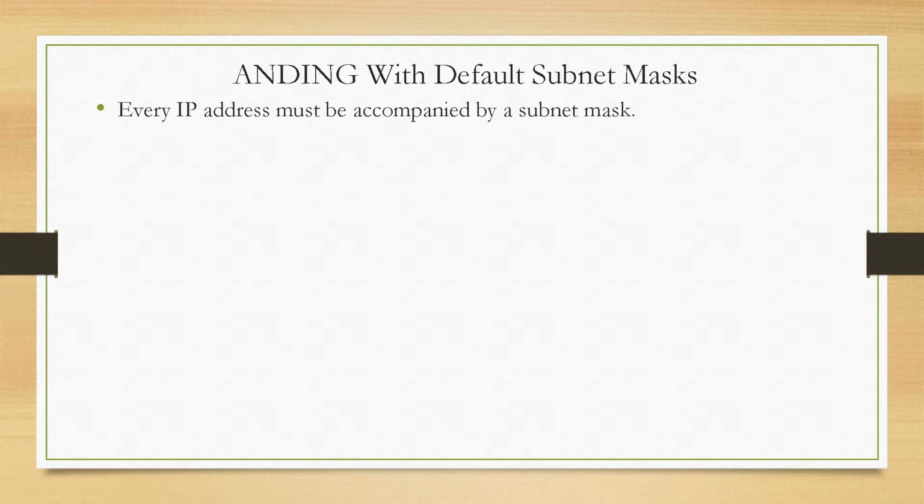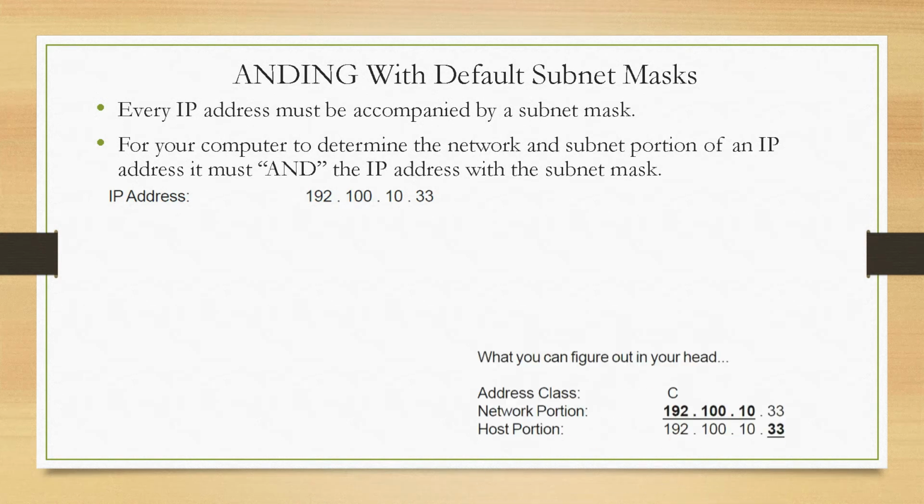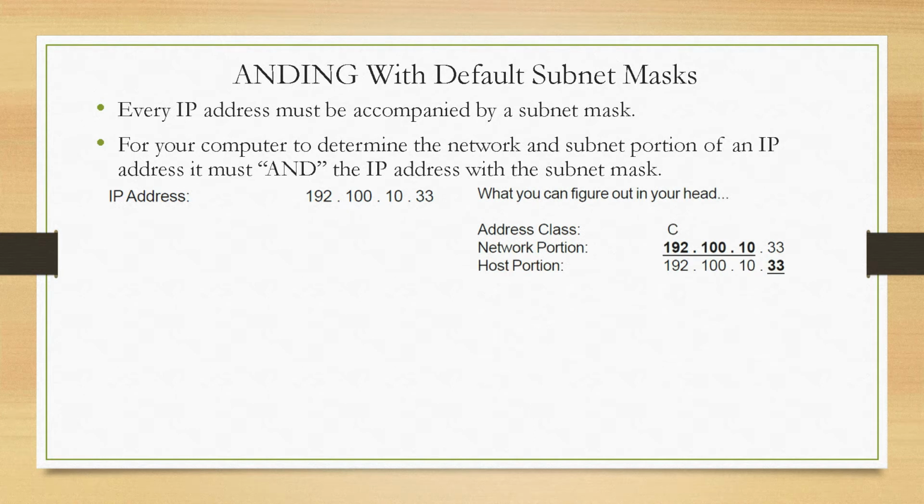Every IP address must be accompanied by a subnet mask. For your computer to determine the network and subnet portion of an IP address, it must AND the IP address with the subnet mask. For example, we have an IP address of 192.100.10.33. In our mind, we can directly identify based on our previous discussion on the class where it belongs, and which portion of the IP address is the network and the host.